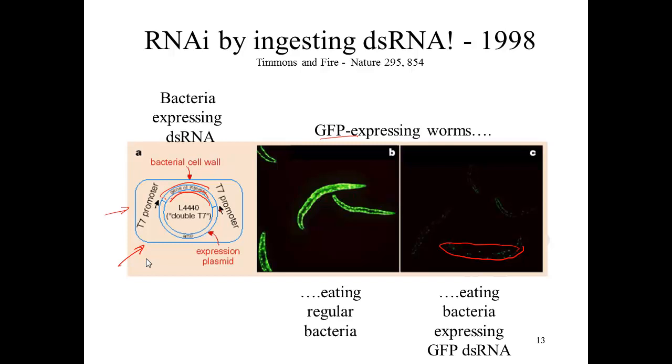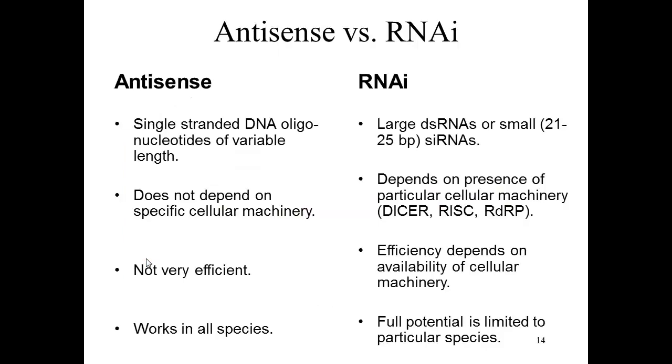Several years later, the techniques were worked out in other labs to do these on human cells, and it's not quite as convenient, but it's still been a very powerful method for confirming hypotheses about what happens when a gene gets knocked down. So here we'll compare some of the properties of antisense versus RNAi. In antisense, we're putting in a single-stranded DNA oligonucleotide, and in RNAi, either large double-stranded RNAs, which will get converted to short interfering RNAs, or you can even just put in double-stranded short interfering RNAs directly.